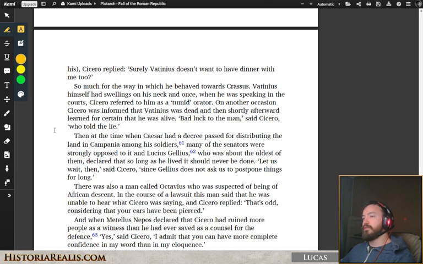Then, at the time when Caesar had a decree passed for distributing the land in Campania among his soldiers, many of the senators were strongly opposed to it, and Lucius Gellius, who was about the oldest of them, declared that so long as he lived, it should never be done. "Let us wait then," said Cicero, "since Gellius does not ask us to postpone things for long."